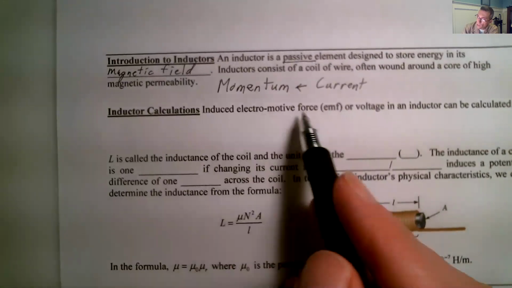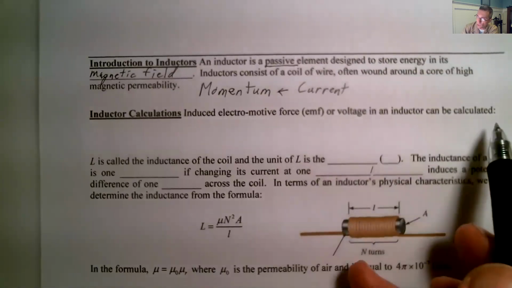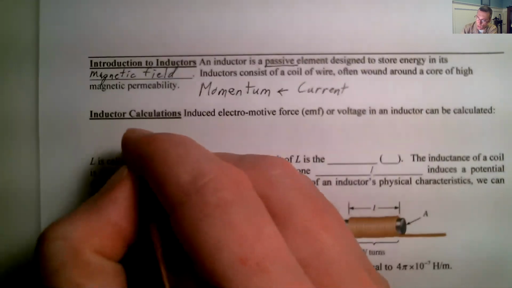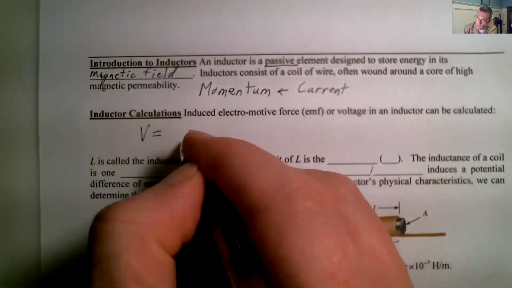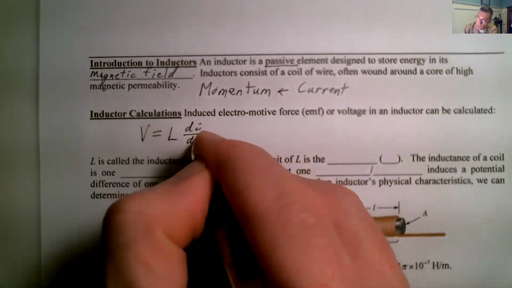So you need to create an electromotive force or a voltage in an inductor in order to change the current. And the way that's related is V equals L di dt. Okay?